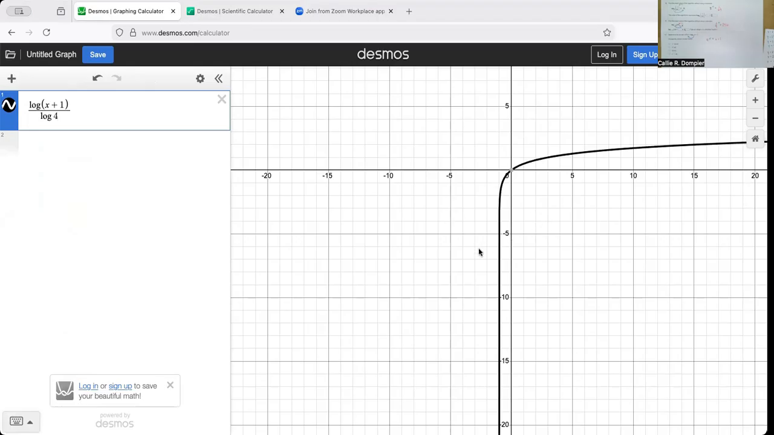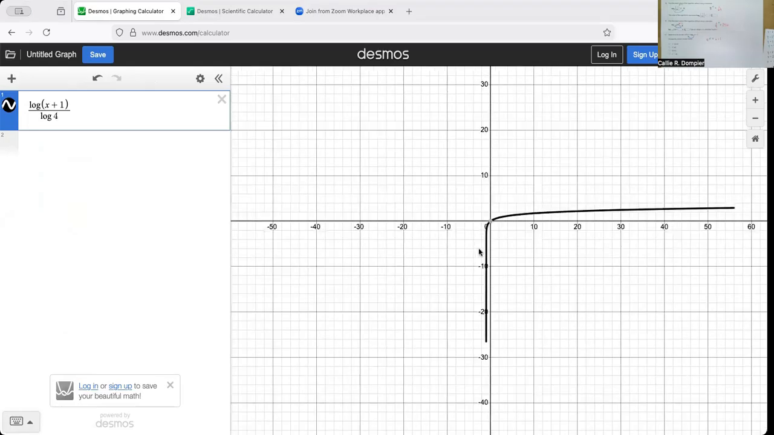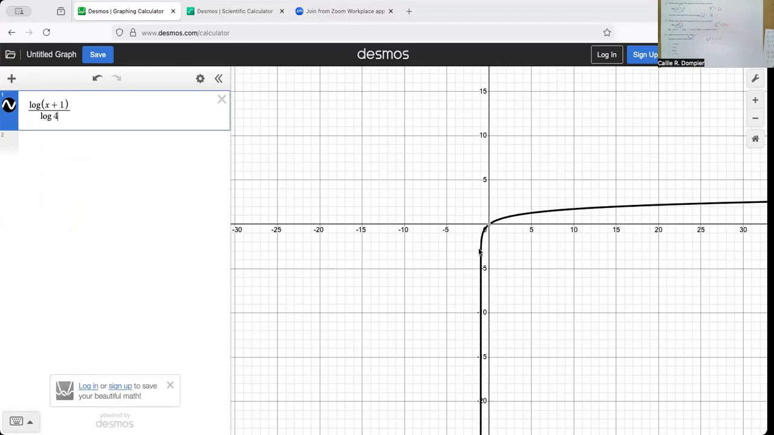And it's asking what the domain would be. Or sorry, just the domain. So just the x values. What's that going to be? It's going to be from -1 to infinity.